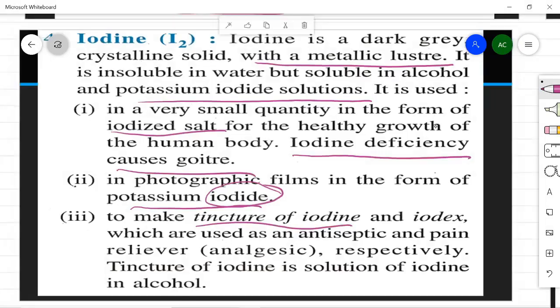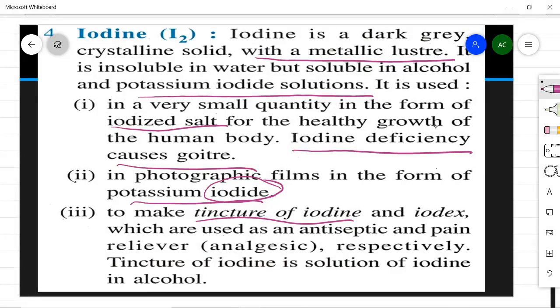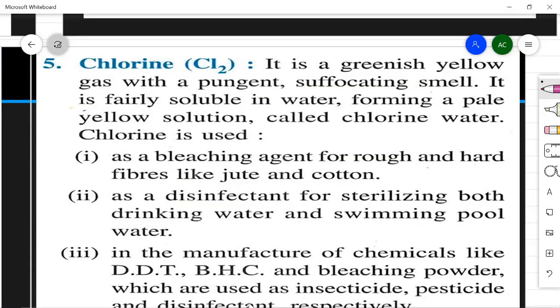And tincture of iodine is a solution of iodine in alcohol. So after iodine, now we have a non-metal, that is chlorine. The molecular formula is Cl2. It is a greenish yellow gas. If you remember the color of the gas, it is greenish yellow in color, and it has a pungent, suffocating smell.